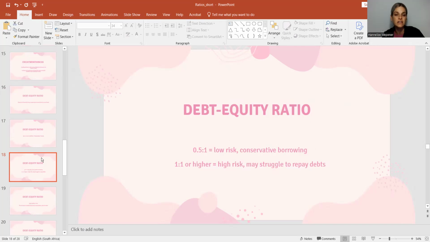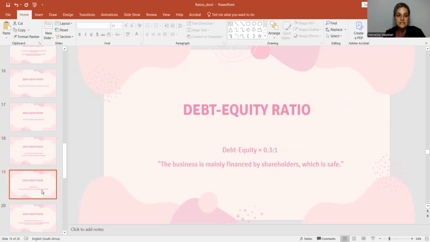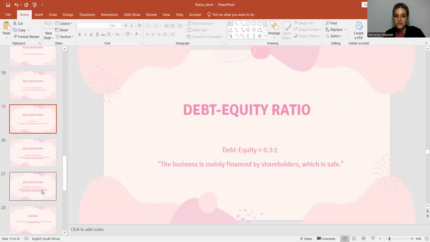We are not heavily reliant on third-party loans, because for every R1 in share capital or equity, we have only 50 cents in loans. So we are relying a bit more on our equity to fund our operations. For instance, a company with a debt equity ratio of 0.3 to 1, this is good. You are managing your loans effectively. You shouldn't be concerned about this.